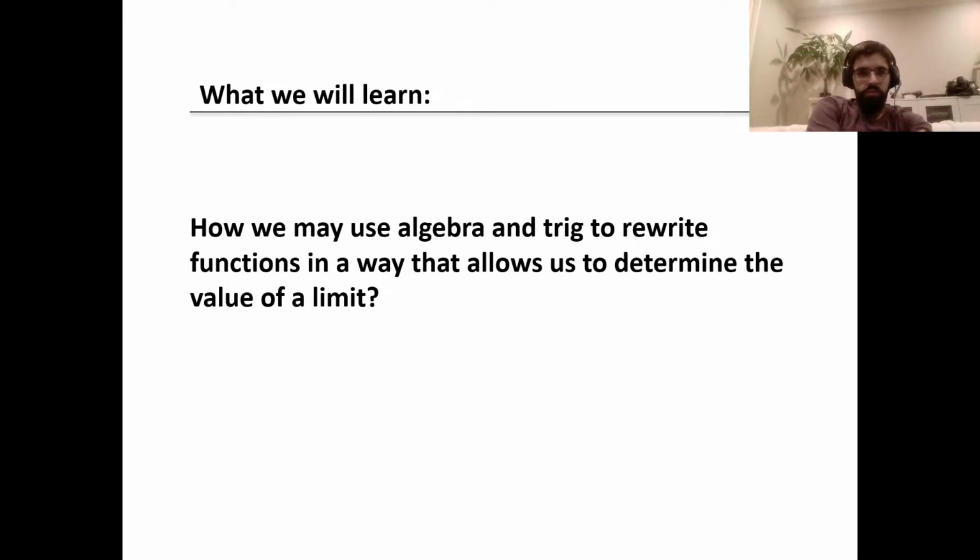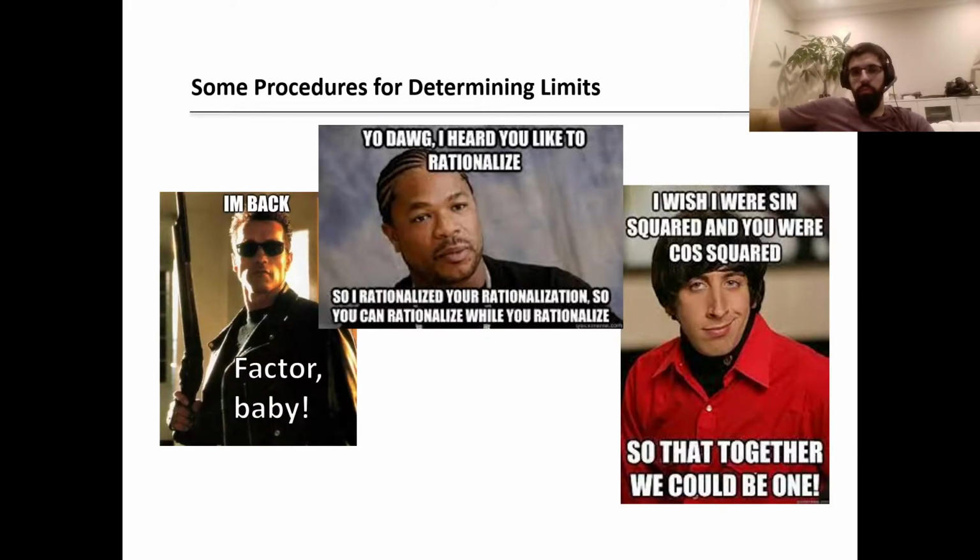ways of working with the functions to rewrite them so that we can use direct substitution to find limits of different functions. We're just going to look at three common ways: factoring out and canceling common factors in the numerator and the denominator, rationalizing the denominator, and then looking at some trig identities to simplify some functions. And so I hope you enjoy the memes right there.